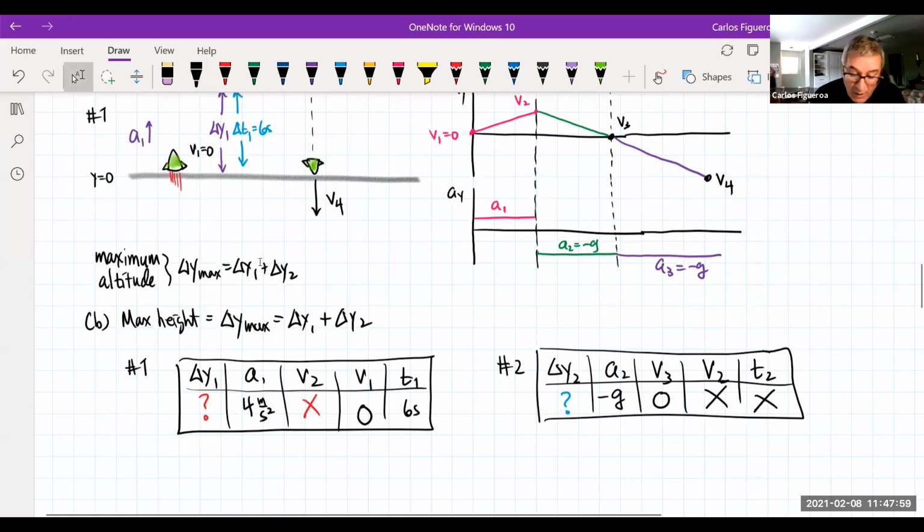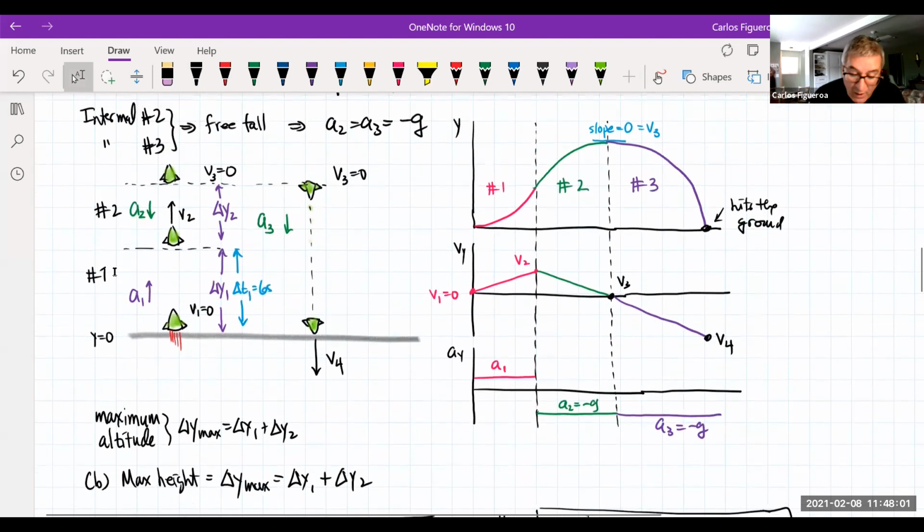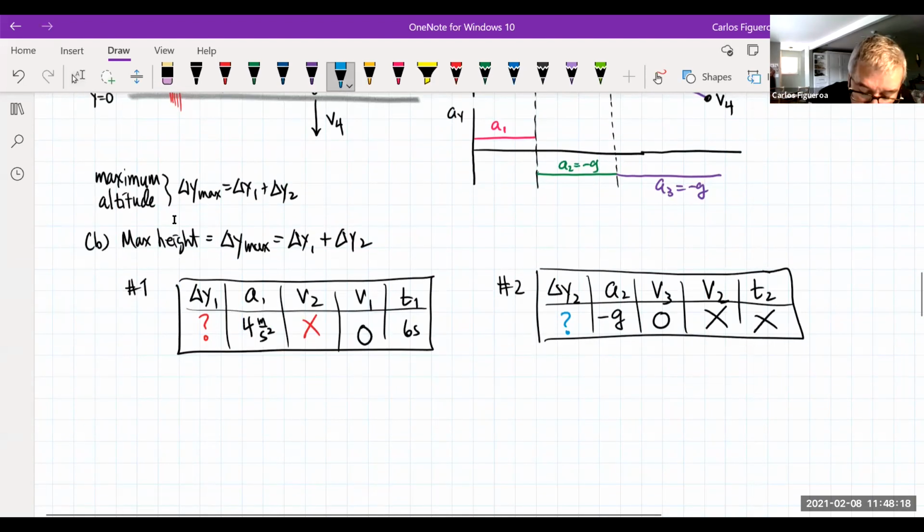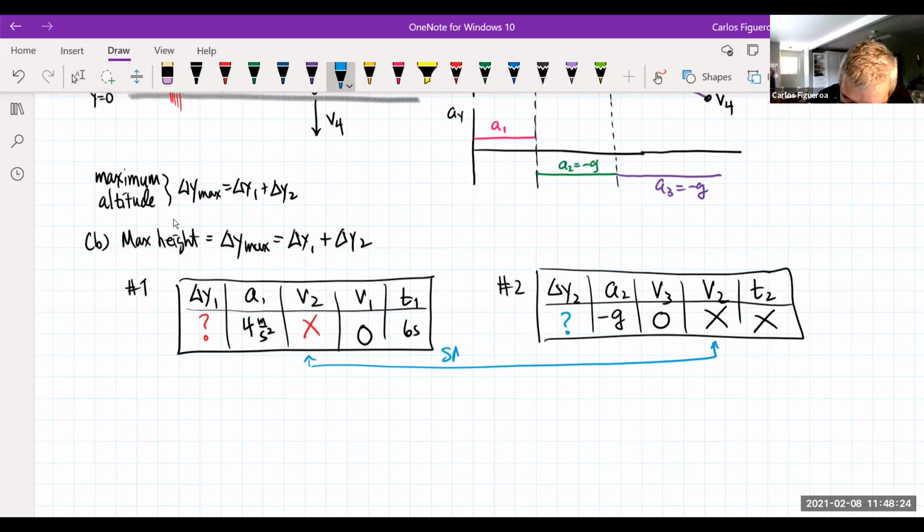But the one thing that we do know here is that, look at the boundary between 1 and 2. The velocity that you have at the end of interval 1 is the initial velocity of interval 2. So that means that these two speeds are the same. So you could see here that if I solve for delta y1, I could come back and solve for v2, and then I could plug it into here and I don't have to calculate the time. So let's go do that.